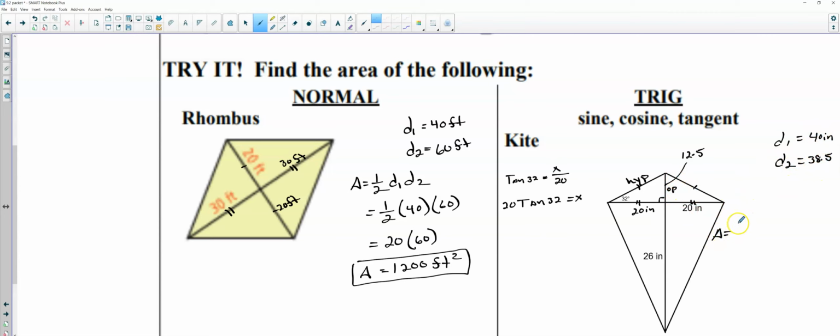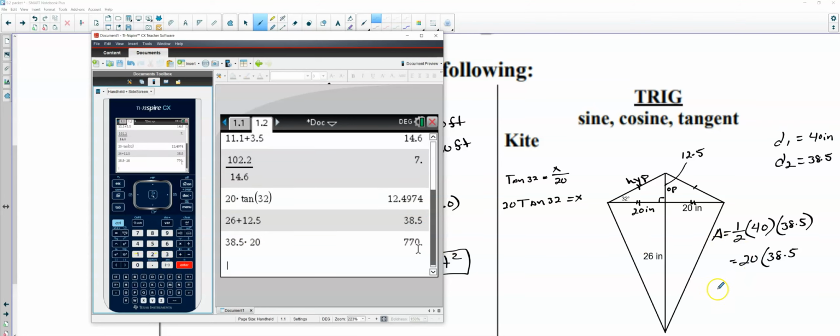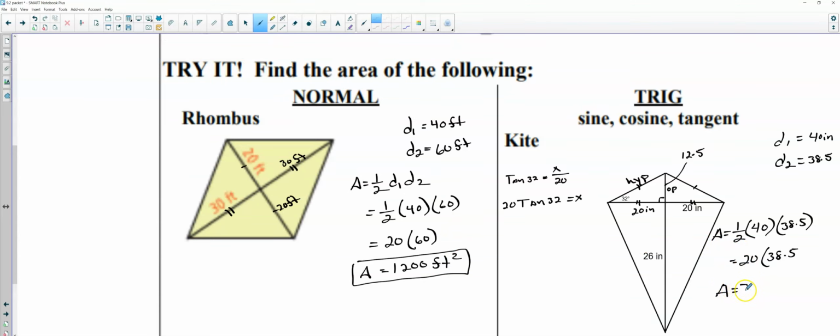The area is given by 1/2 diagonal 1, which is 40, times diagonal 2, 38.5. So half of 40 is 20 times 38.5. So basically I could go 20 times 38.5. That's 770. So the area of this kite is 770 square inches. And that's how you do that.